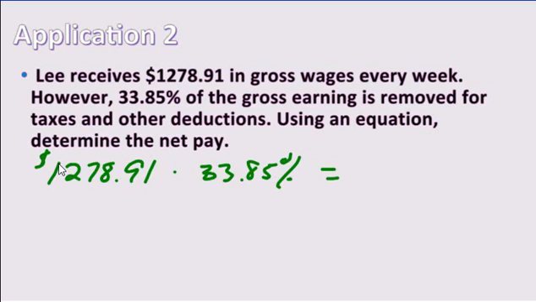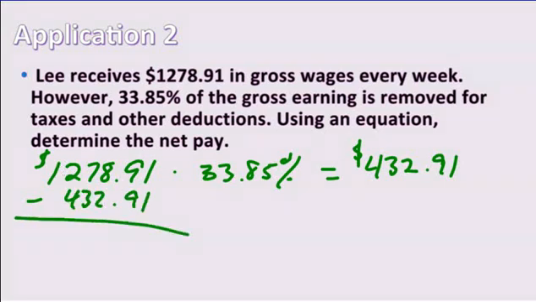So if I take 1,278.91 times a decimal, which would be 0.3385, that gives us $432.91 as our deduction. And subtract the $432.91 from that. 1278.91 minus 432.91, $846 would be her net pay.